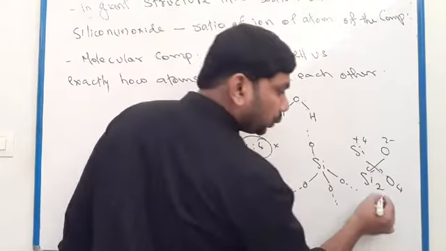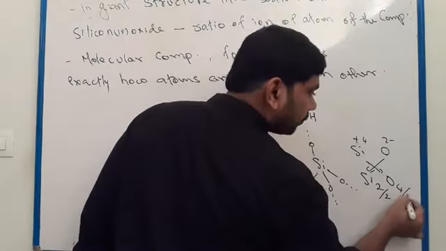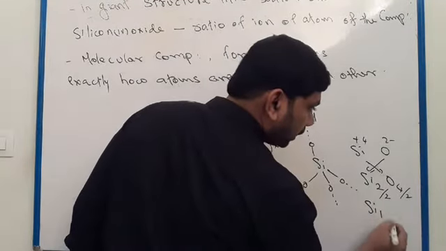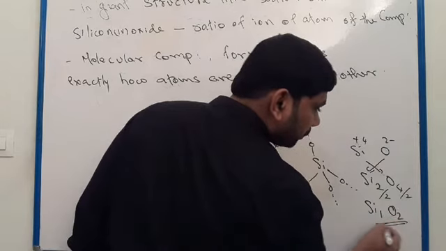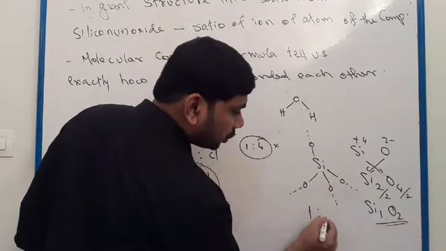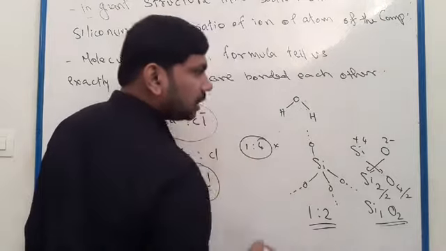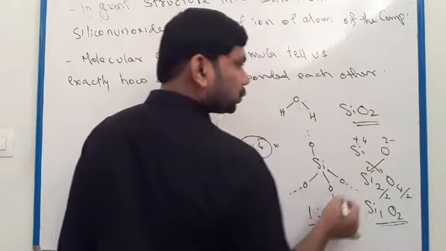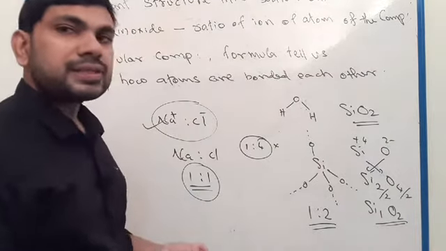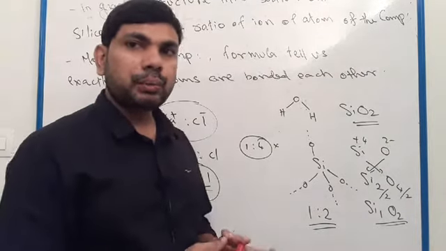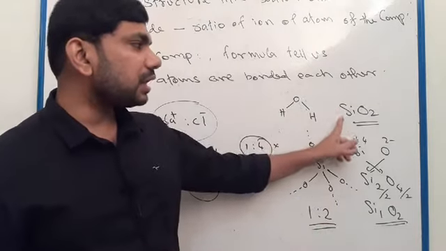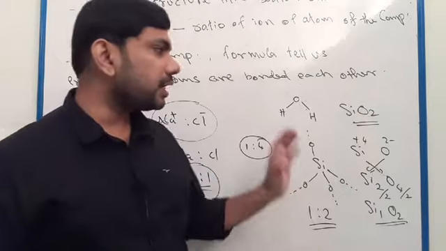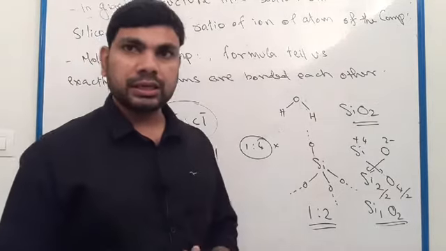2:4. 2 and 4 we can simplify with a common number. So here silicon it will be 1, oxygen it will be 2. So the ratio of silicon and oxygen is 1:2. So the formula of silicon oxide is SiO2. The formula of silicon oxide SiO2 means here the ratio of silicon and oxygen is 1:2.